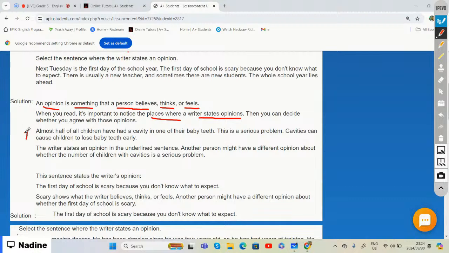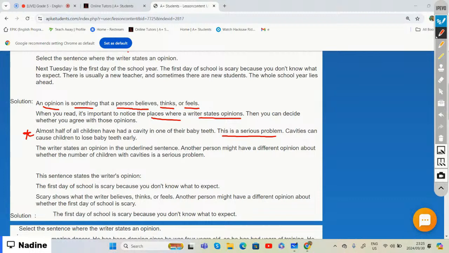If we look at an example, right, it says almost half of all children have had a cavity in one of their baby teeth. This is a serious problem. Cavities can cause children to lose baby teeth early. And if you look at that statement that is being made, right, especially since the writer says this is a serious problem.